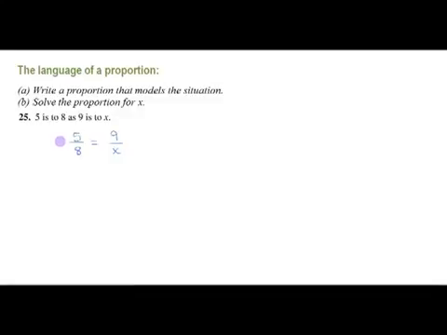Now let's go ahead and solve this proportion for x. We can multiply both sides by 8x if you'd like, or we can just cross multiply. If we cross multiply, we get 5x is 72. Then I divide by 5, and I get x is 72 fifths.